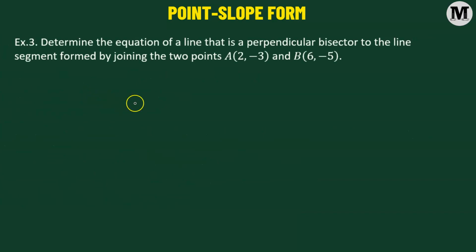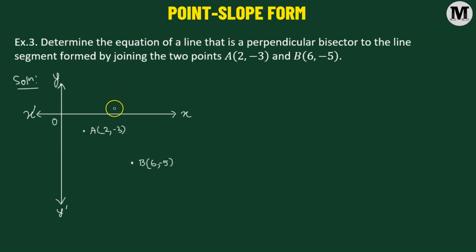Determine the equation of a line that is perpendicular bisector to the line segment formed by joining the 2 points A and B. Let's try to understand the problem graphically first. So what we'll do, we'll consider our coordinate axis and plot the 2 points A and B first. So here we have the coordinate axis with the 2 points A and B. Now, in both the 2 points A and B, the x coordinates are positive, whereas the y coordinates are negative, which means that they are going to lie in the fourth quadrant. So let's join the 2 points with the help of a straight line.